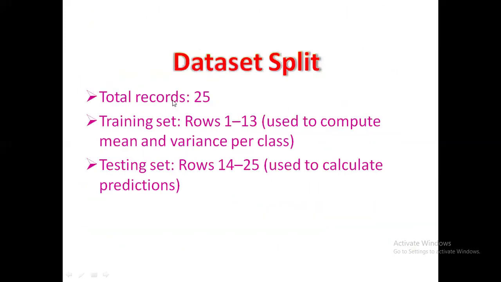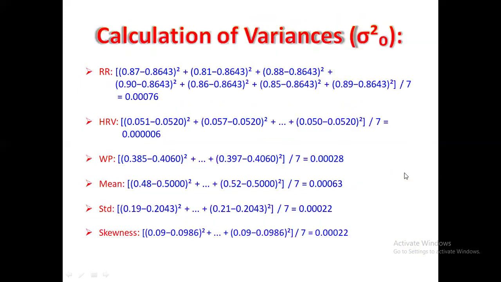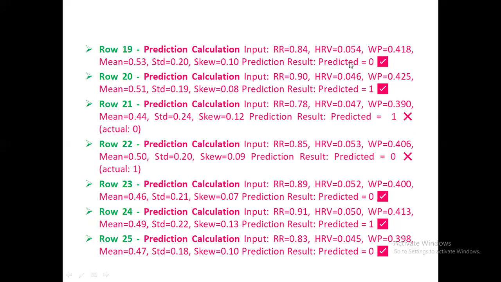Whatever has been given in the table for row 15 is also 0, okay, so it matches. If it matches, we mark it with a right tick mark. Row 16 also has a tick mark, predicted 1 and actual given is also 1. Row 17 predicted is 0 and the given is also 0. In row 18 we found 0 but the actual is 1, so we are calling it a false negative. Similarly, row 19 predicted is 0, given is also 0, right.